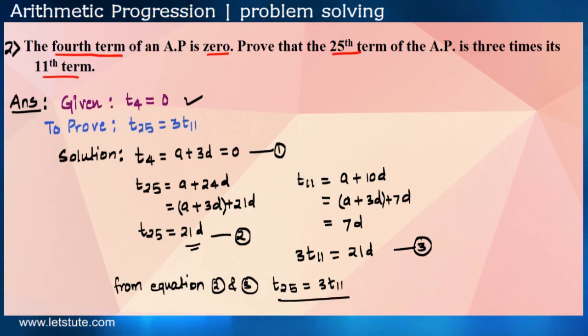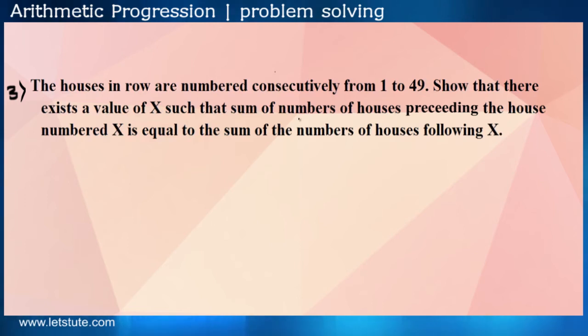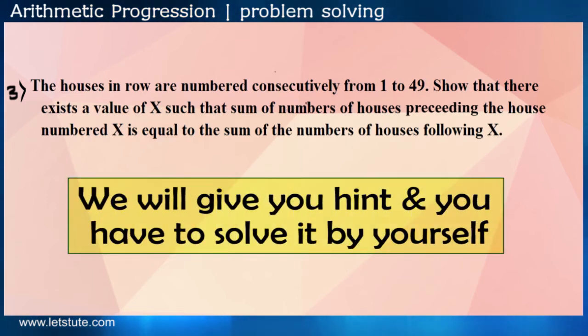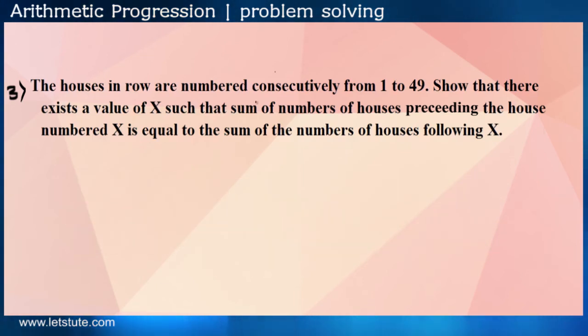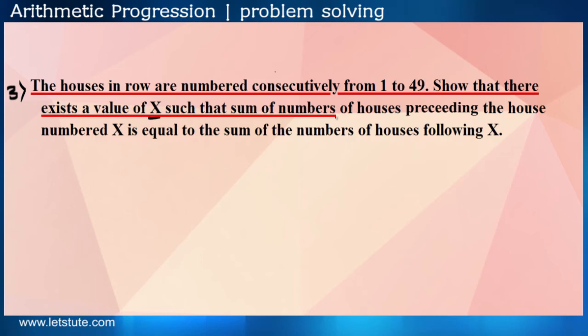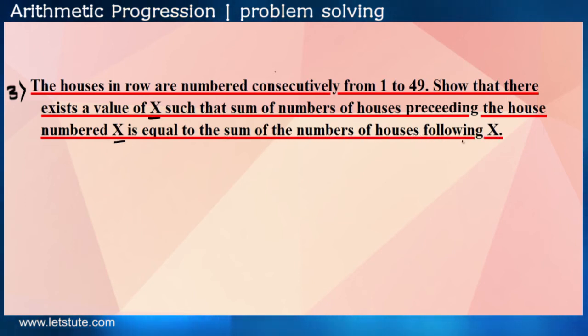Isn't it? This was again a simple question. Okay, now we'll go to the third question. In this question, I'm going to give you some idea and you have to solve this for me, okay? This is really a very simple question. Read the question. The houses in a row are numbered consecutively from 1 to 49. Show that there exists a value x such that the sum of the numbers of the houses preceding the house numbered x is equal to the sum of the numbers of the houses following x.